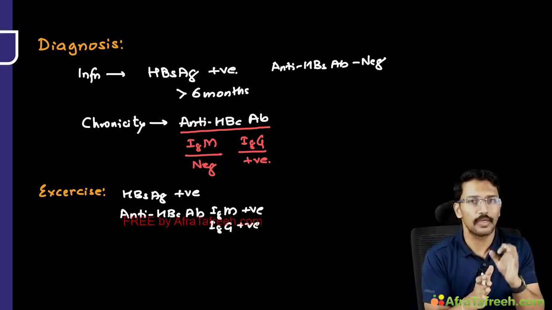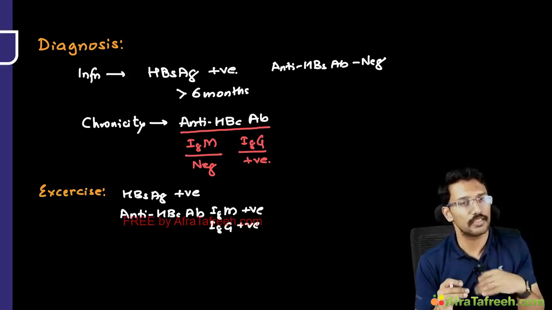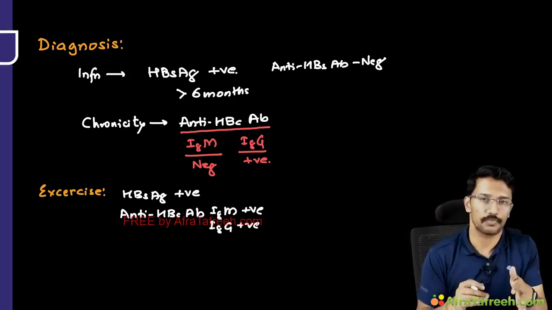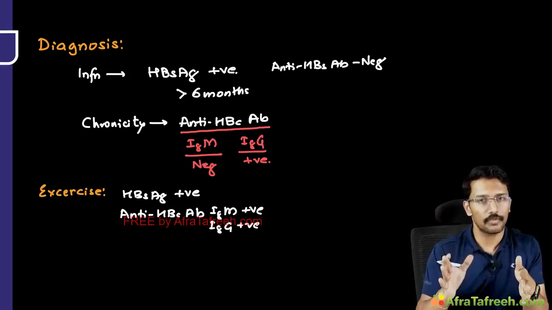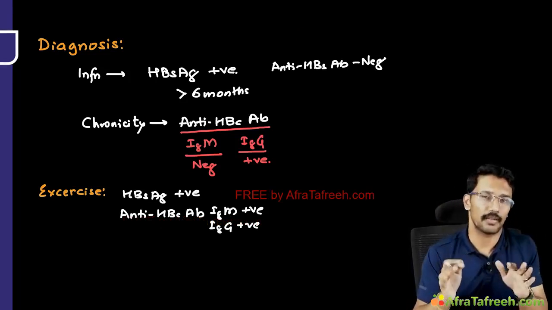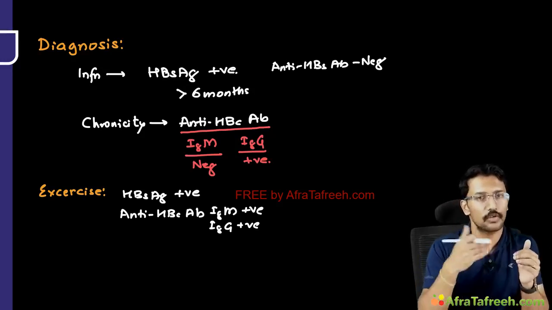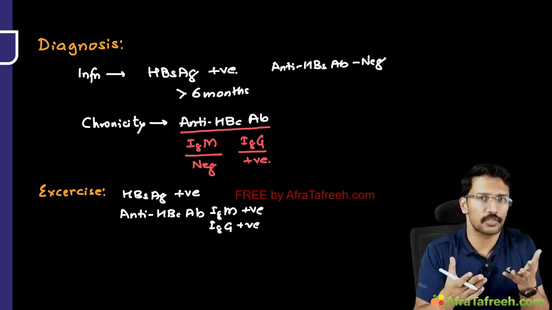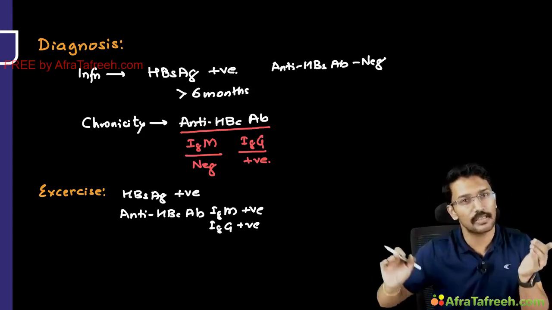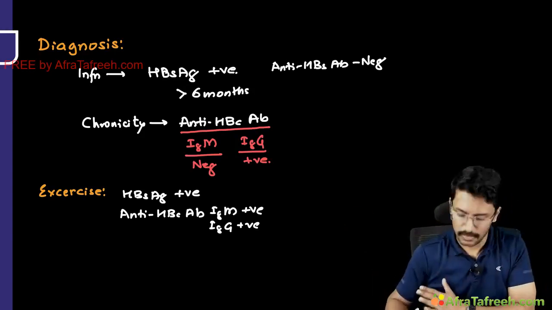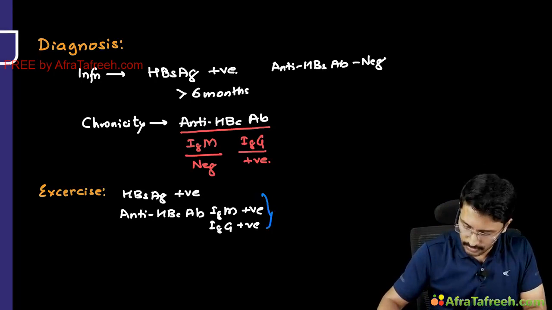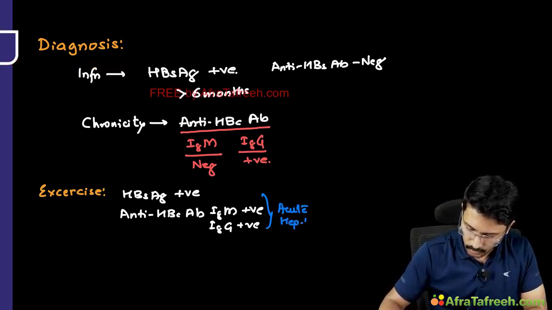What did I tell you? Whenever you have anti-HBc IgM positive, it means it is acute, right? In case of chronic, IgM will be negative, IgG will be positive, right? So I have already told you that IgG is also produced soon after the production of IgM, but the IgG persists, IgM disappears, right? So when I see this picture, it is clearly an acute hepatitis B, right? It is acute hepatitis B.